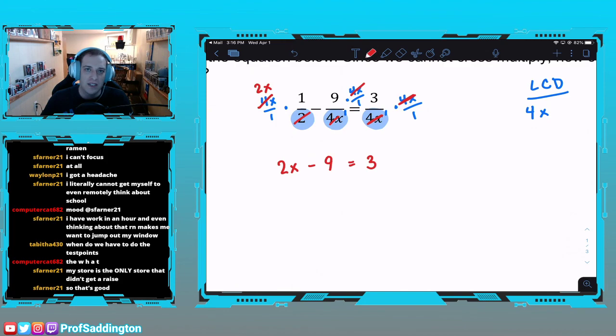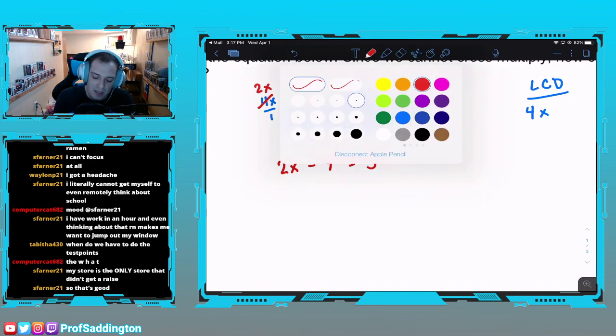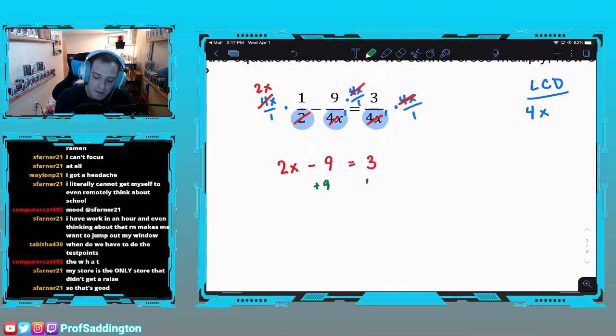Because we just canceled out all the LCDs, we now just have a basic linear function. So now all we have to do is solve for x. Well, I'm just going to move my 9 over to the other side. I'll have 2x is equal to 12. And then we're just dividing both sides by 2. So x is equal to 6.